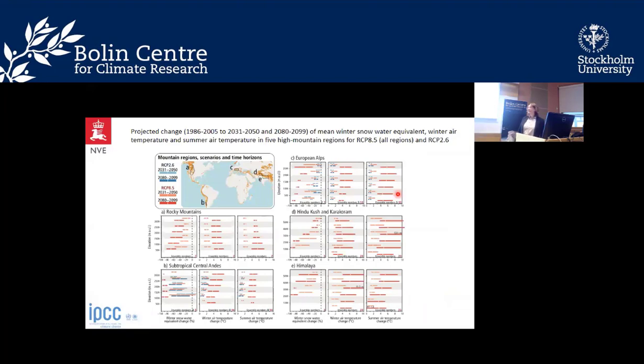This is also from the report, looking at the projected change in the mean winter snow water equivalent, comparing a 20-year period, 1986 to 2005, with the near future and the far future. We have the changes in the mean snow water equivalent, also the winter air temperature and the summer air temperature. For glaciers, it's really the summer air temperature that's important. If the average temperature in the winter is -10 and you increase it to -8, it doesn't have that much effect. If you increase it from +8 to +10, you're going to get a lot more melting. So the summer air temperature is really important.